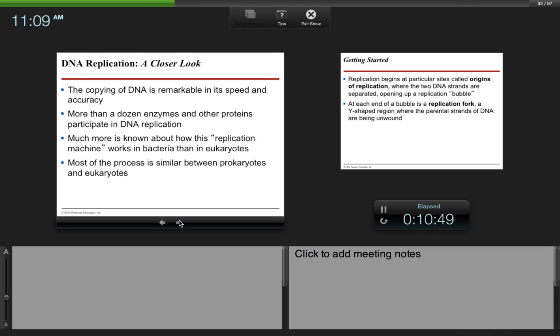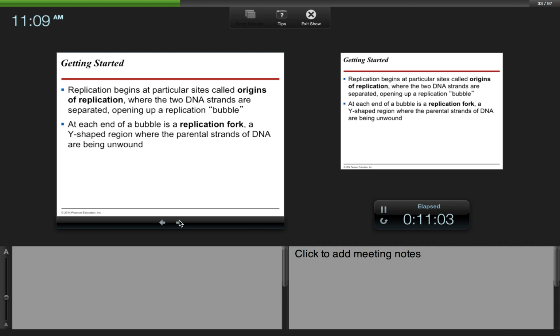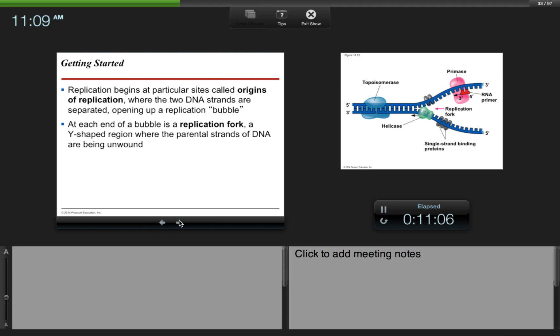The copying of DNA is remarkable in its speed and accuracy. More than a dozen enzymes and other proteins participate in DNA replication. Much more is known about how this replication machine works in bacteria than in eukaryotes. Most of the process is similar between prokaryotes and eukaryotes. Replication begins at particular sites called origins of replication, where the DNA strands are separated, opening up a replication bubble. At each end of the bubble is a replication fork, a Y-shaped region where the parental strands of DNA are being unwound.